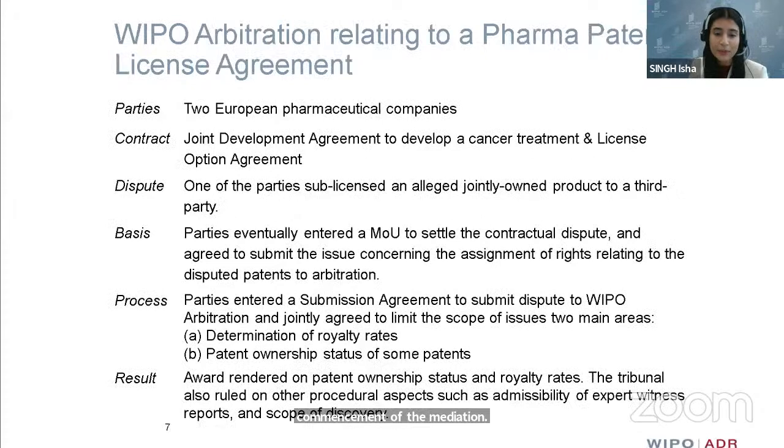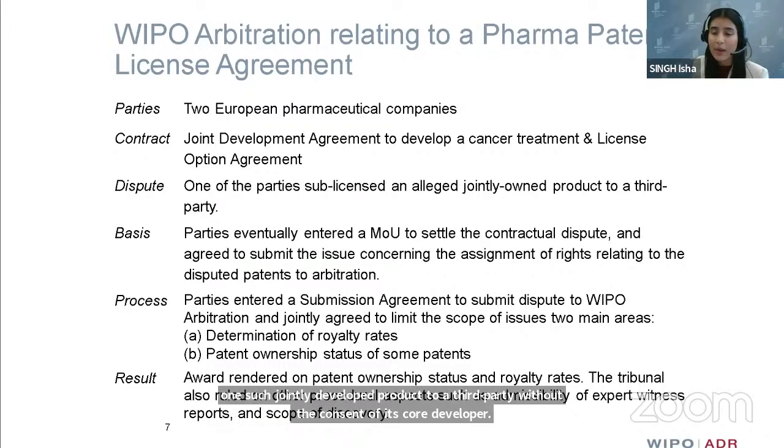The second case example relates to a recent arbitration case involving 2 European pharmaceutical companies arising out of a joint development and option to license agreement for the development of a cancer treatment. This dispute as well started with various smaller disputes relating to assignment of rights concerning a few jointly developed patents, but the main dispute arose when one of the parties allegedly sub-licensed one such jointly developed product to a third party without the consent of its co-developer. It was an interesting dispute.